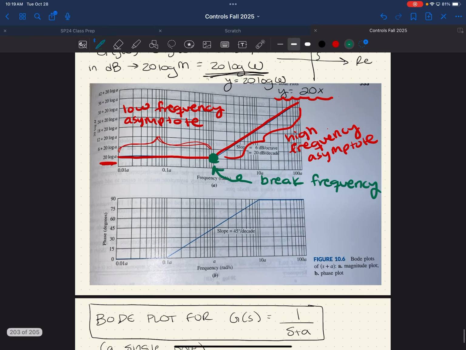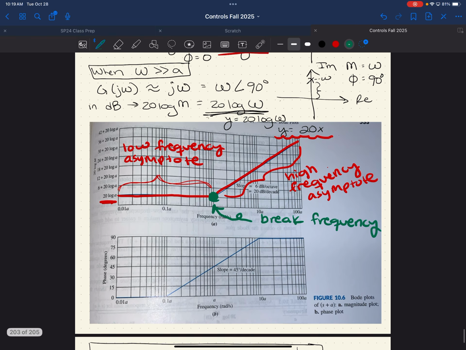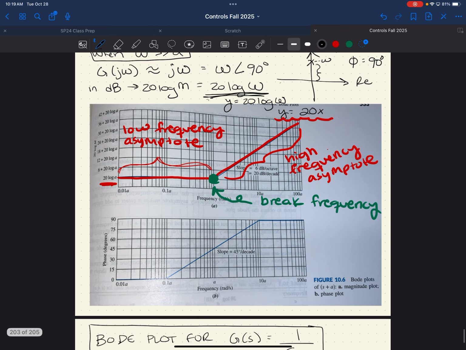Okay, let's look at the phase. If we're going to plot the phase, we start out by finding the break frequency, and then we find a spot one decade less than the break frequency and one decade above the break frequency. So a decade would be like, here I go down by an order of magnitude times A, and here I go up by an order of magnitude times A.